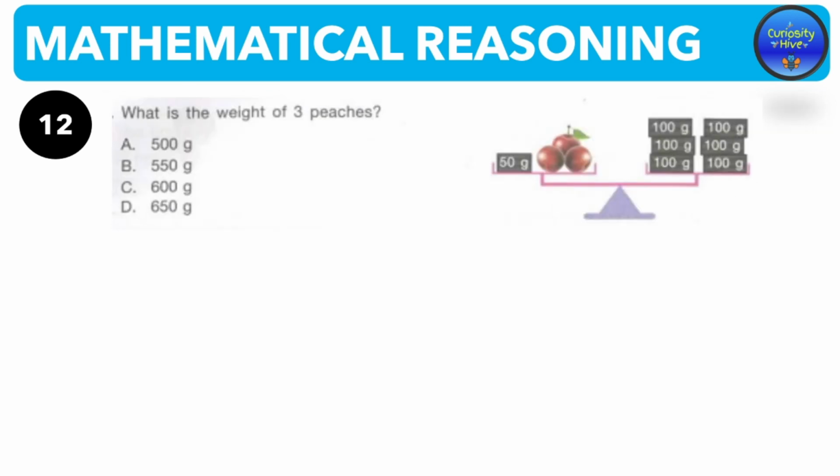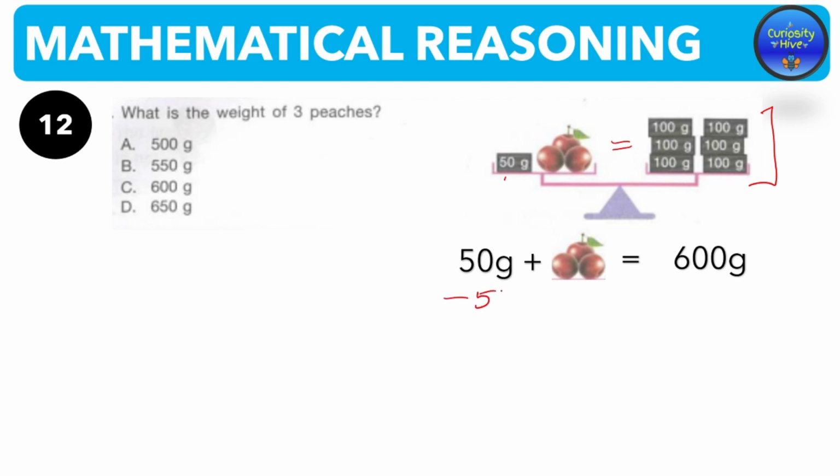Next question. What is the weight of the 3 peaches? Well, I hope you've got your calculation right. So the way to solve this is 50 gram in one balance plus the 3 peaches equals 600 grams, which is the weight in the other balance because both of them are equal. Now subtract 50 from both sides of the equation and what we'll get is peaches is equal to 550 grams. So your answer is option B.